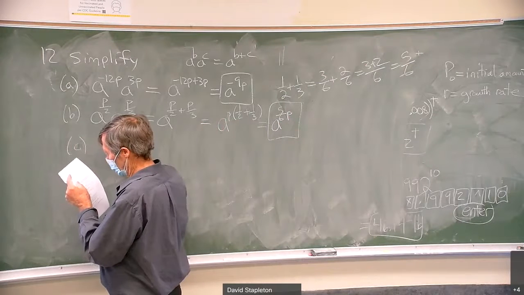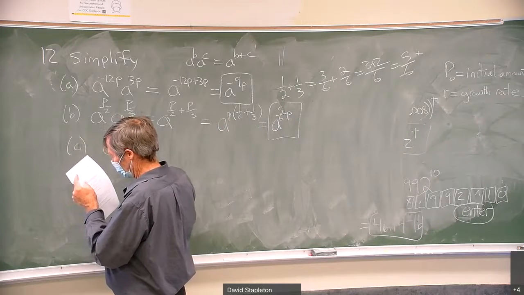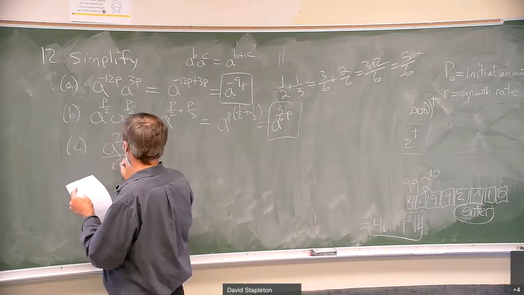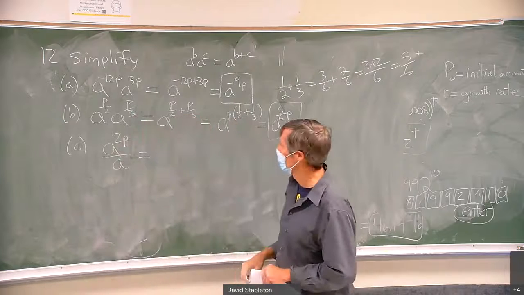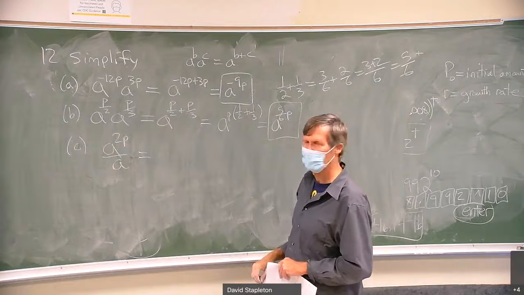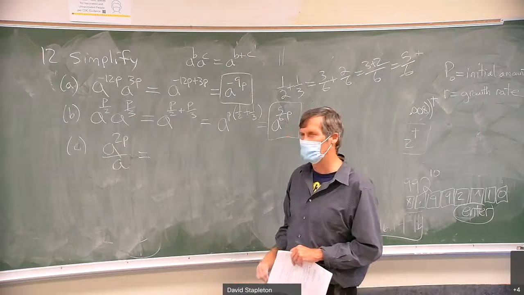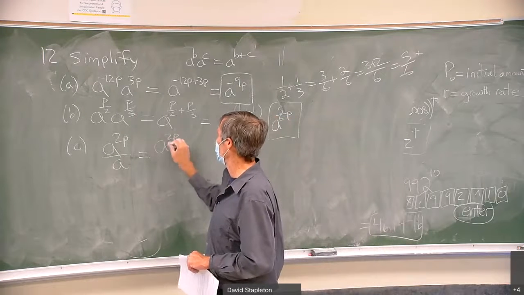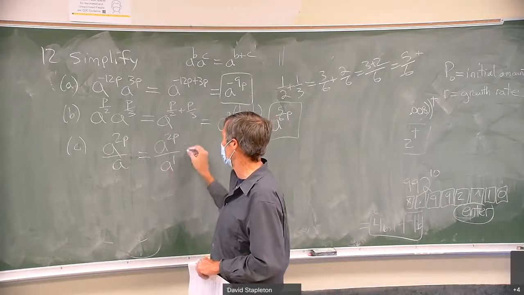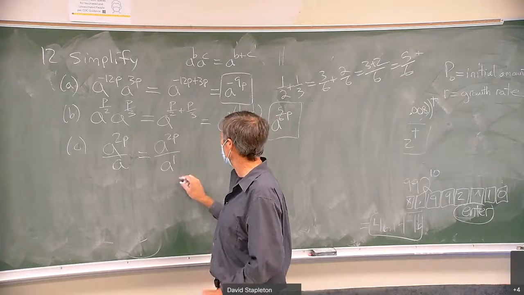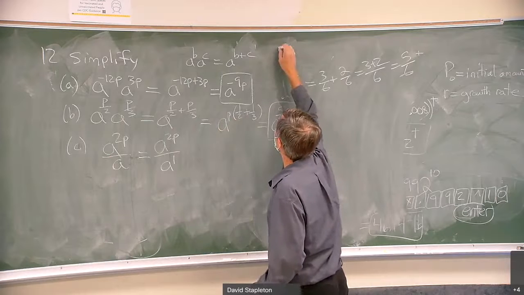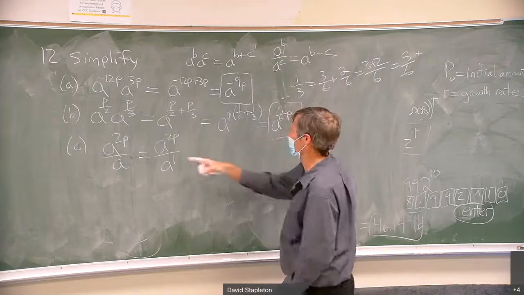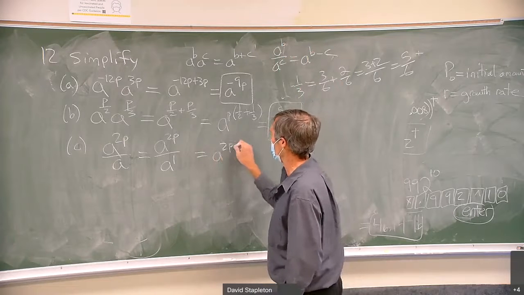C, suppose I gave you a to the 2p over a, what's that one? This is a to the 2p over a to the 1, right? A to the 1 is a. And now, when you have a quotient, we have this rule that a to the b over a to the c, the exponents subtract, is a to the b minus c. So I'll subtract these. This is a to the 2p less 1.